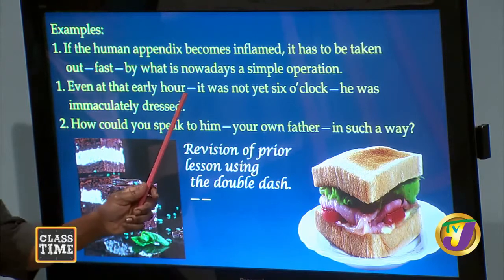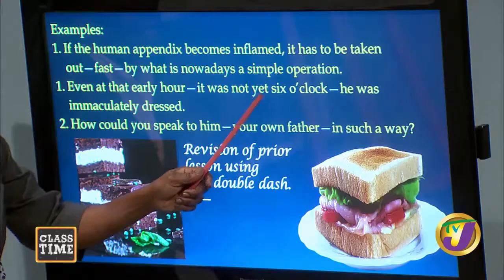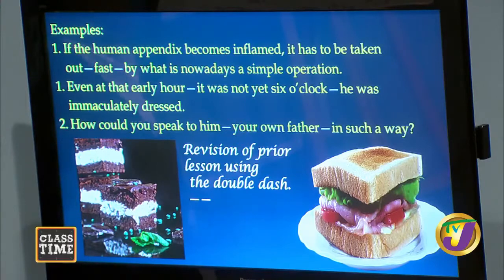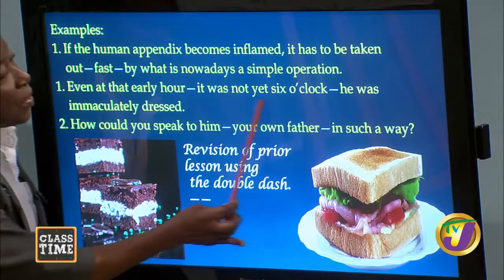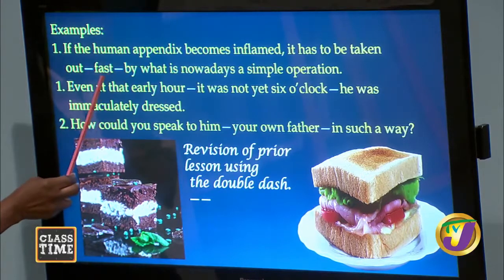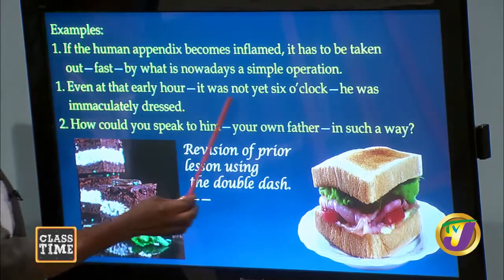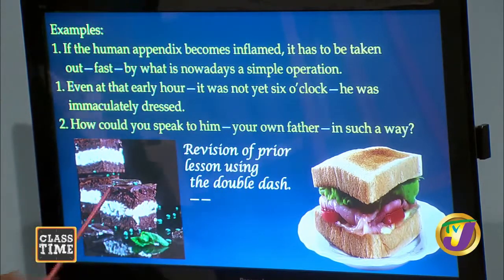Then here comes the two dashes now to insert something about the situation. It was not yet 6 o'clock. So this is a parenthesis in the sentence, as this word is a parenthesis. So it could be one word or a whole clause or a long phrase.